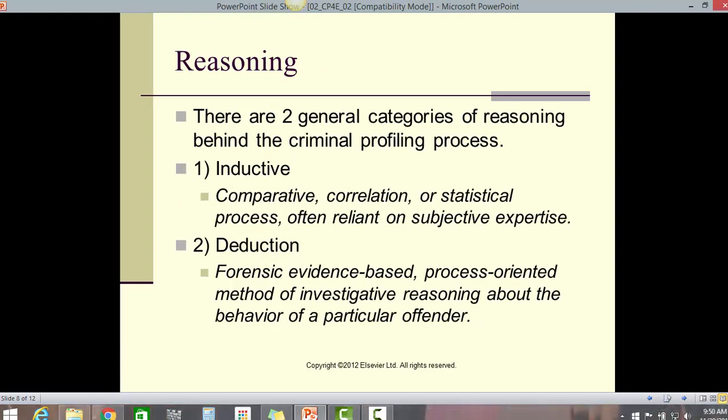Reasoning. There are two general categories of reasoning behind the criminal profiling process. 1. Inductive. This is a comparative, correlational, or statistical process often reliant on subjective expertise. 2. Deduction. A forensic, evidence-based, process-oriented method of investigative reasoning about the behavior of a particular offender.